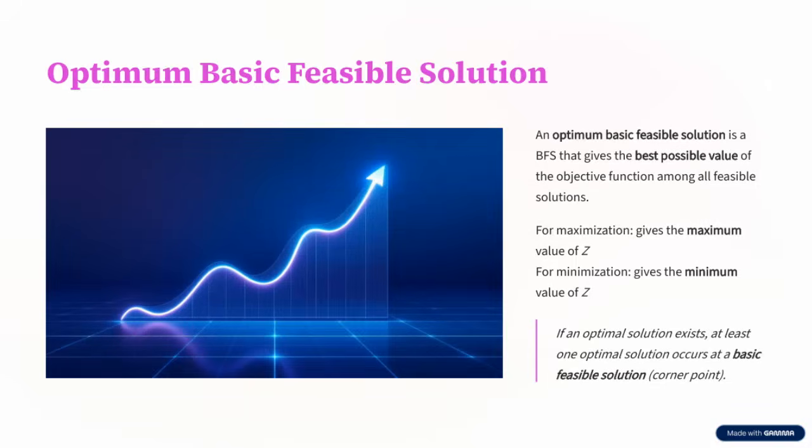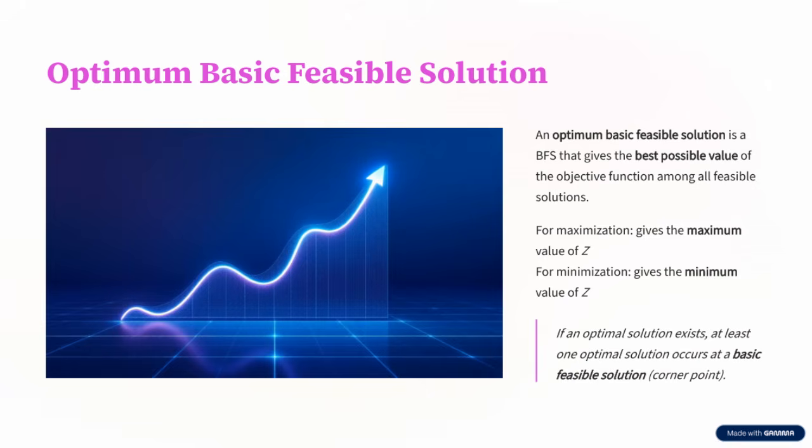If an optimal solution exists for a linear programming problem, then we can actually find it at a corner point, or what we call a basic feasible solution. This is a really important concept because it means that instead of checking all possible solutions, we only need to focus on these corner points to find our optimum. Now, whether we're maximizing or minimizing, this point at the corner gives us the best possible value of the objective function.